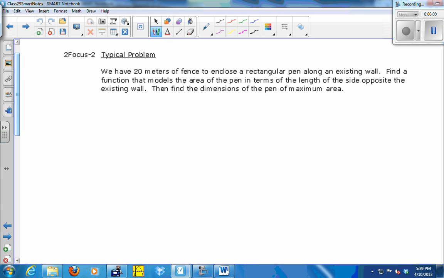We have 20 meters of fence to enclose a rectangular pen along an existing wall. Find a function that models the area of the pen in terms of the length of the side opposite the existing wall, and then find the dimensions of the pen and the maximum area.